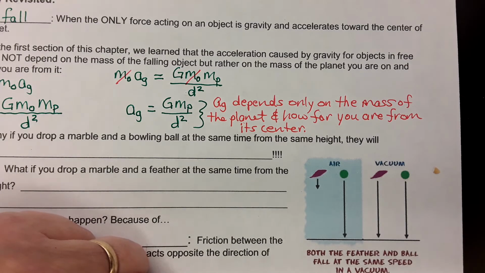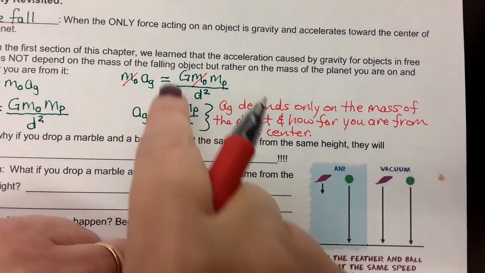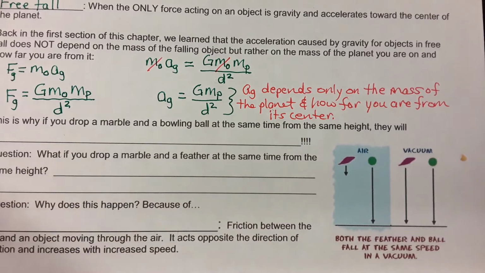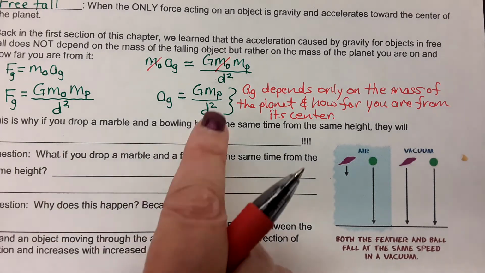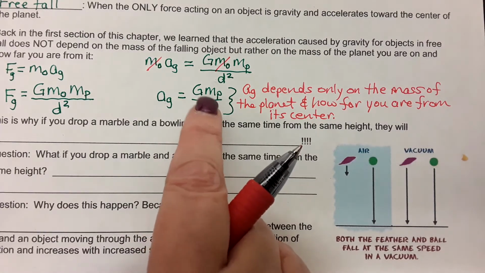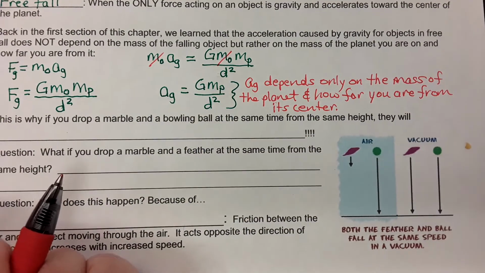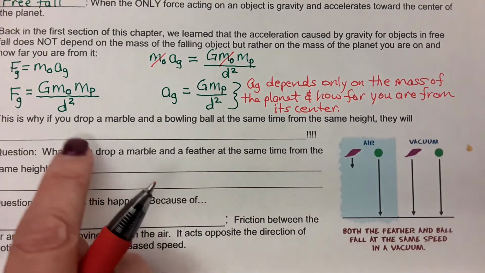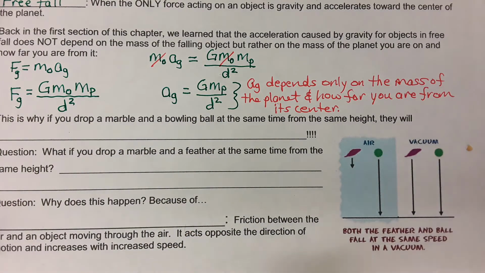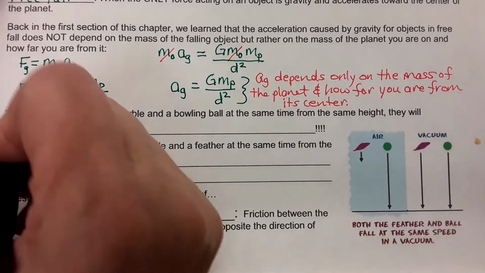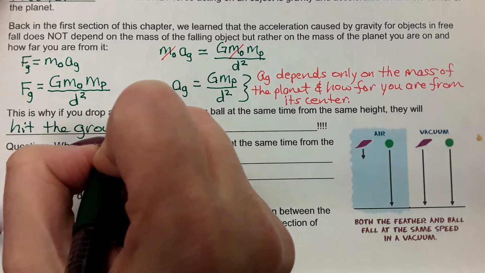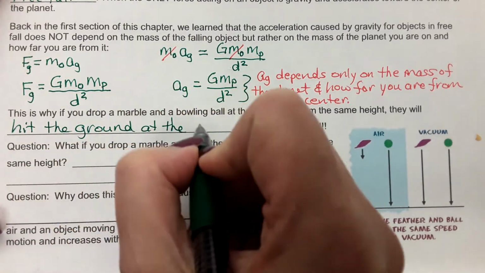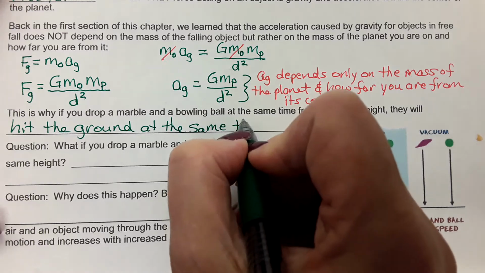So why would a golf ball and a bowling ball, oh actually I think I said marble right here. So why would a marble and a bowling ball hit the ground at the same time? Because their acceleration on a given planet does not depend on their own mass, but the mass of the planet they're on. So if you drop a marble and a bowling ball at the same time from the same height, they will hit the ground at the same time.